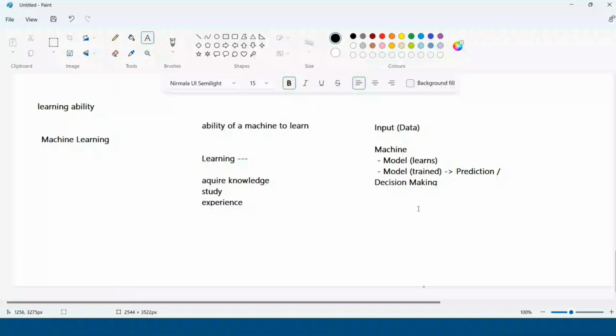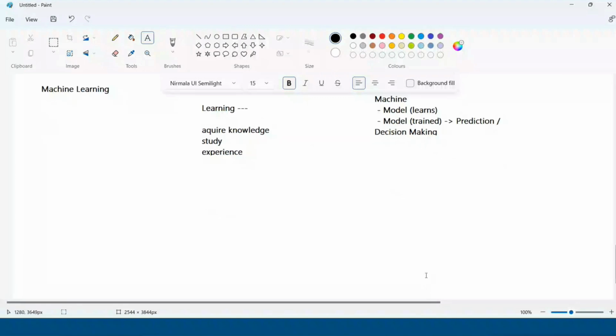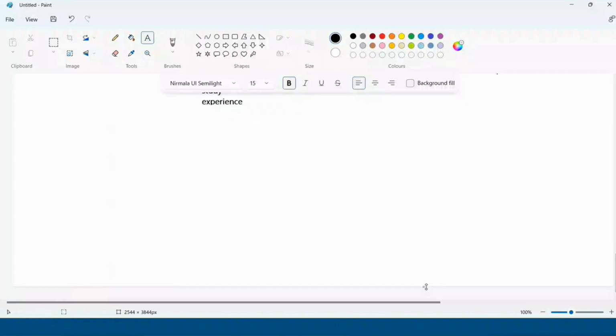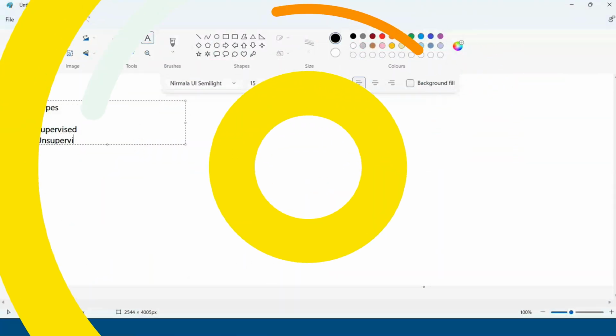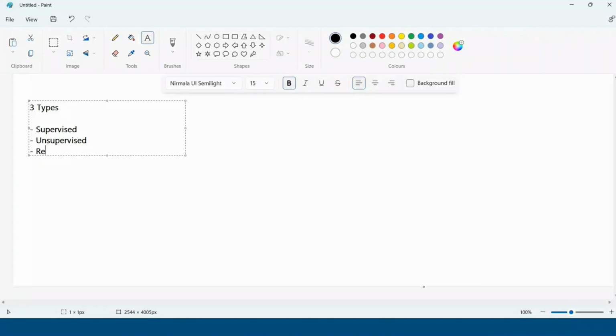Now, machine learning has different types. There are different ways in which a machine actually learns, and they are basically classified into three parts: supervised, unsupervised, and reinforcement. These are the three types of learning which we have. Let me help you quickly with that.